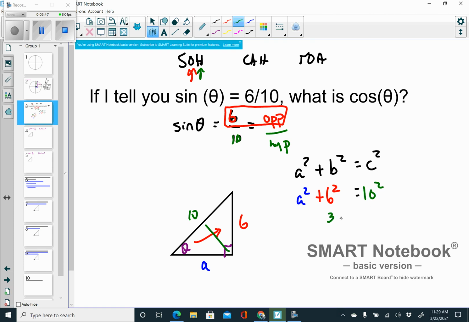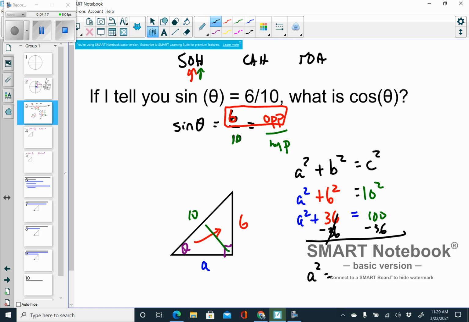6 squared is 36. 10 squared is 100. So I'm going to bring everything else down. So I have a squared plus 36 is equal to 100. I want to get this a squared by itself. I do that by subtracting 36 from both sides. This cancels out, and I'm left with a squared is equal to 100 minus 36.